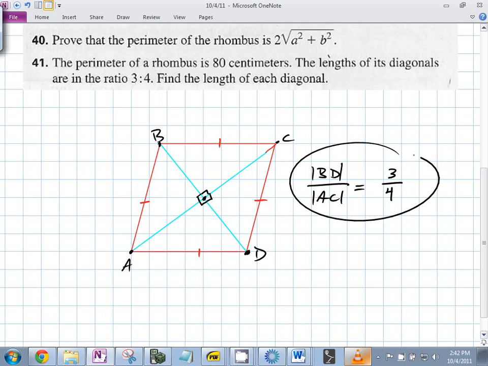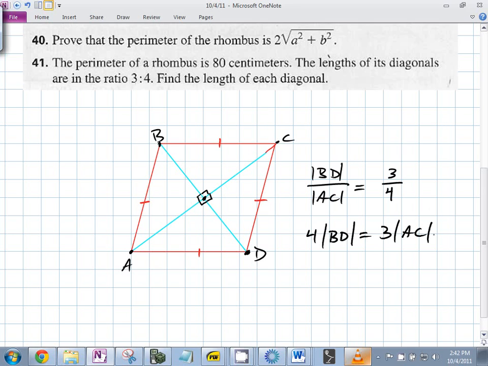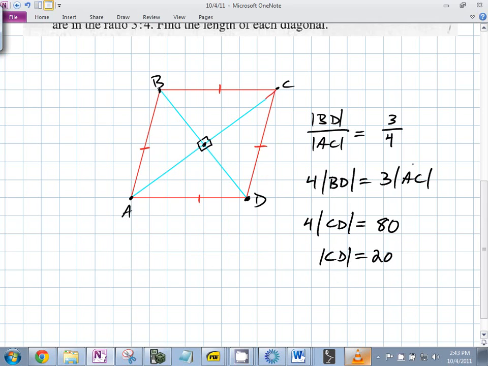So if we know that this ratio is true, what could we do to get rid of the fraction? You know that 4 times BD is equal to 3 times AC. Do you agree with that? We also know that 4 times any side length is going to be what? 80. So any side length is 20. That's correct. Are we okay with that?